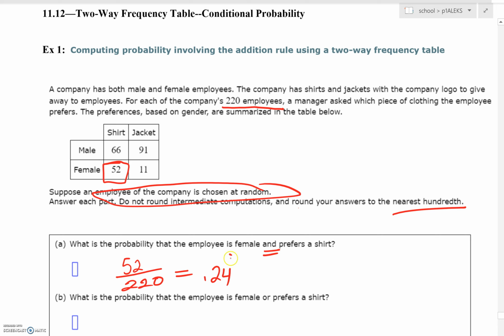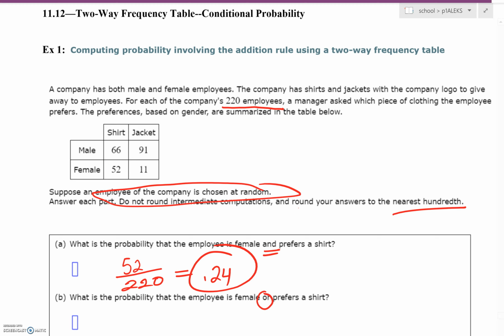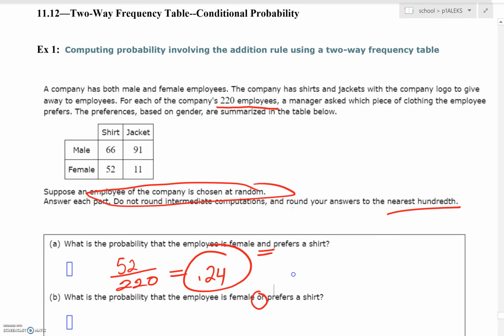Take a look at the next problem, though. It says, what's the probability that the employee is a female or prefers a shirt? Well, that means either condition or both is going to be okay. The females, you can see, 52 females prefer a shirt, 11 prefer a jacket. But when it says or prefers a shirt, that means you don't have to be a female. You could also be a male just preferring a shirt.